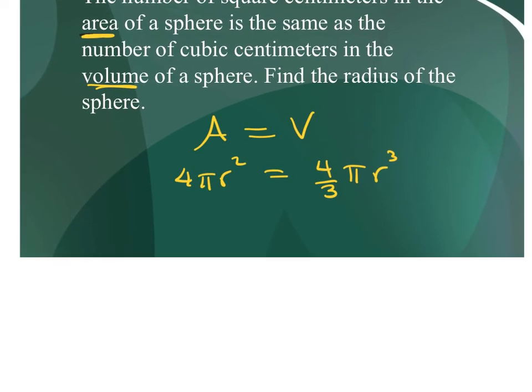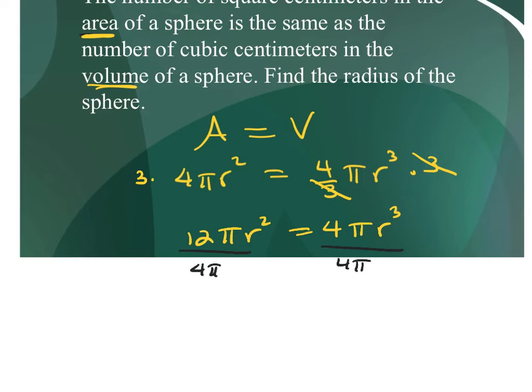So the first thing I'm going to do is get rid of the fraction. So I'm going to multiply both sides by 3. And I get 12 pi radius squared equals 4 pi radius cubed. Next thing I'm going to do is divide both sides. I'm going to divide both sides by 4 pi. This cancels. I'm left with radius cubed here. Pi's cancel, and then 12 divided by 4 gives me 3r squared.